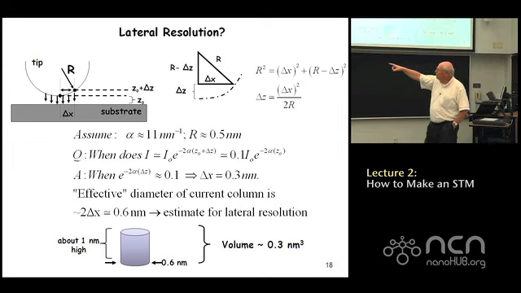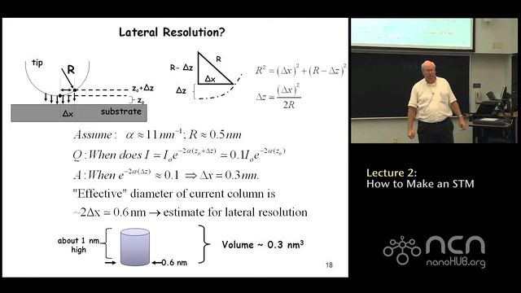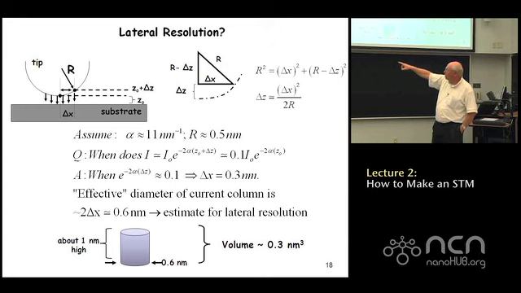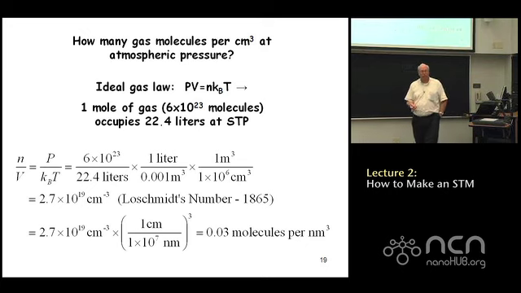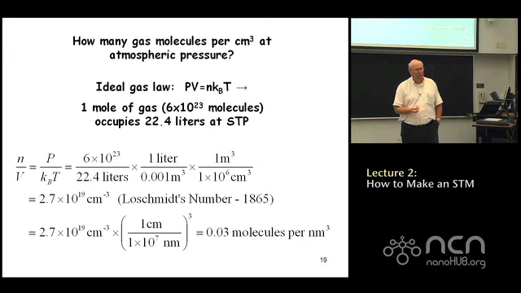That means that the current is confined to a cylinder. For all intents and purposes, the current is confined to a cylinder which has a diameter of about 0.6 nanometers. The height of the cylinder is the distance between the tip and the substrate. That's on the order of 1 nanometer, right? So the total current is confined to a volume of about 0.3 nanometers cubed. That leads us to another question that was puzzling in the early days of STM.